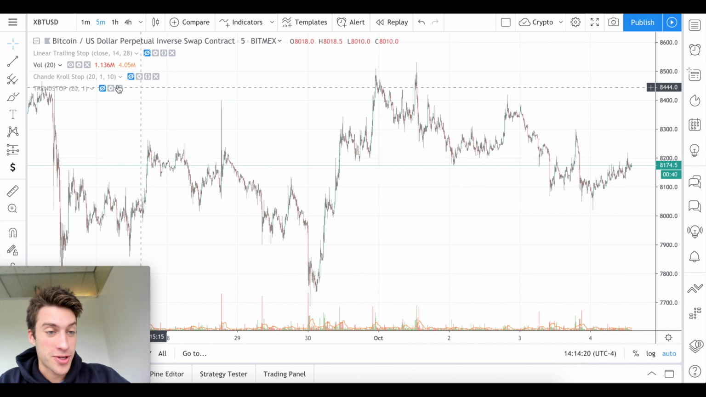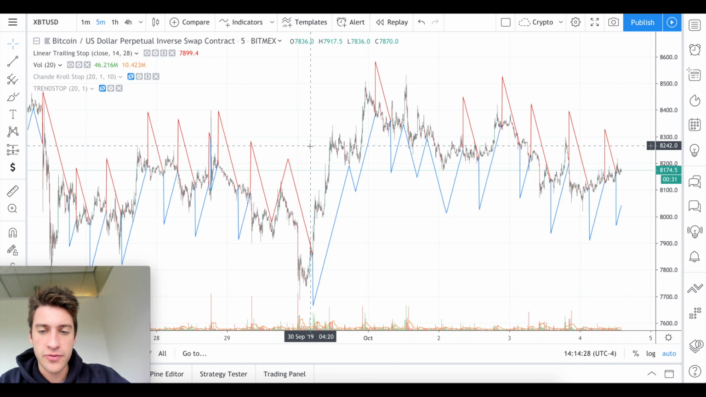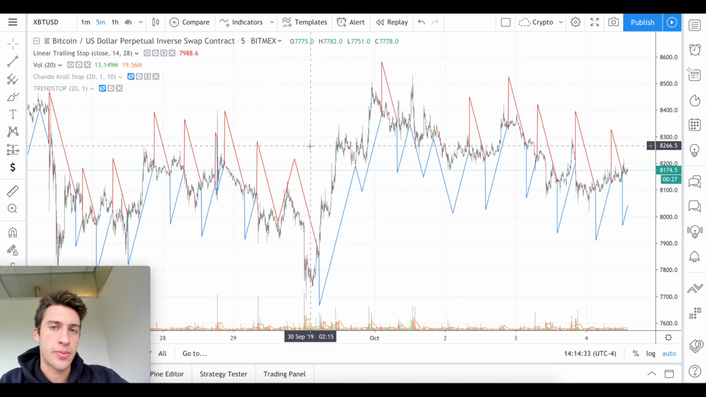But I'm a baby who's talking about stop loss theory, so let's get into that. So the first one that I want to talk about is linear trailing stop. Let's go show what that one is. Now the benefit of this one, the one that I like, is it identifies the trend and then it tells you where to place your stop loss.